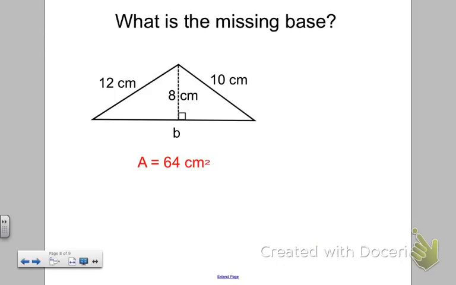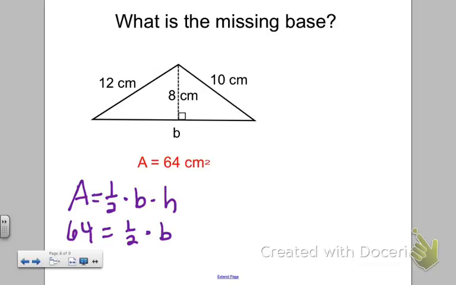Alright, what is the missing base? A couple ways to go about this, if you remember. We know the formula for finding the area of a triangle is 1/2 base times height. Well, we already have our area. Our area is 64. The 1/2 is staying the same. We don't have the base, so I'm just going to leave a B there for base. I do know the height, and be careful, because remember, height and base need to be perpendicular. 8 is going to be the height here. I'm not going to use the 12, I'm not going to use the 10, they don't show the height.